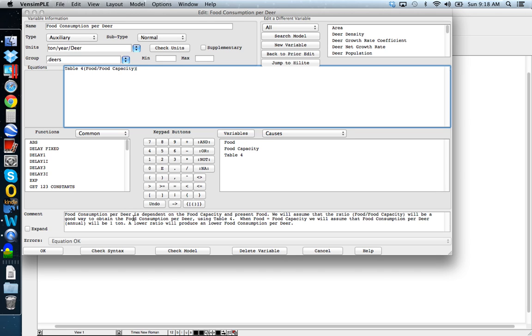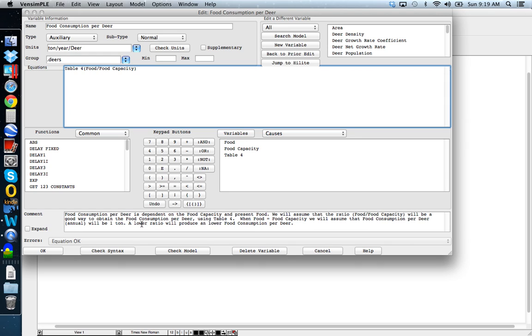So there's an explanation here, a little dialogue. Food consumption per deer is dependent on the food capacity and the present food. So we'll assume that the ratio food divided by food capacity will be a good way to obtain the food consumption per deer using table 4. So when food and food capacity are the same, when there's plenty of food, we will assume that food consumption per deer is a ton. So each deer will consume a ton because there's plenty.